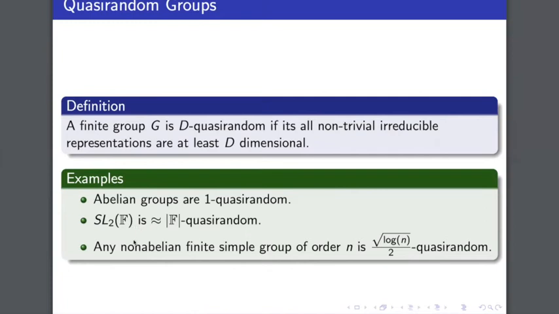But there are other groups which are highly quasirandom. For example, if you consider the group SL2(F), where F is a finite field, then it is going to be size-of-the-finite-field quasirandom. If you take a really, really large finite field, then it will be more and more quasirandom. Another example: consider any non-abelian finite simple group, meaning a group which doesn't have any non-trivial normal subgroup. If you consider such groups of order n, then that will be square root of log n divided by 2 quasirandom. So if the group size is really, really large, then it will also be very quasirandom.